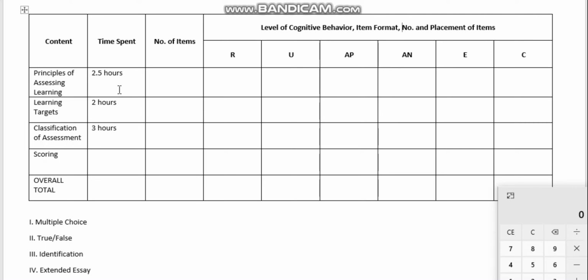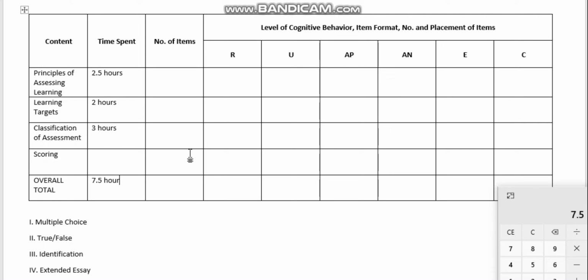Let us first get the total number of hours spent in discussing the whole topics in the first module. This is just an example. So we have 2.5 plus 2 plus 3, which is equal to 7.5. So we spent 7.5 hours in discussing the topics for module 1.